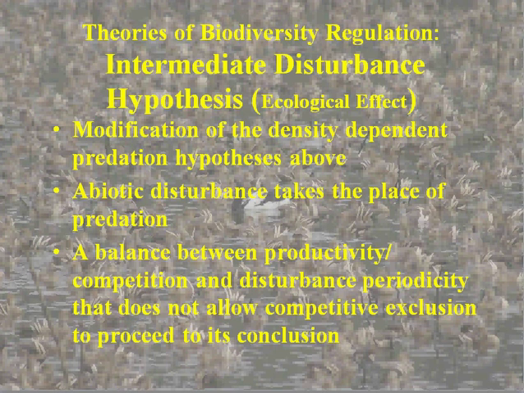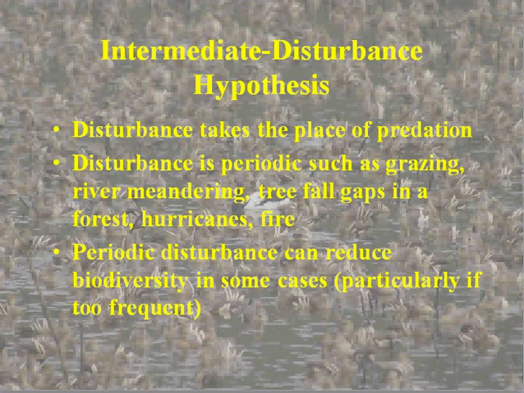So the types of disturbance that we would see are things like grazing. I guess that's a biotic effect, so I shouldn't really put grazing in. Things like river meandering, tree fall gaps and falling down, hurricanes and fire, they all produce a periodic disturbance, okay, which can reduce the impact of these competitive species and allow a more mixed species to survive.